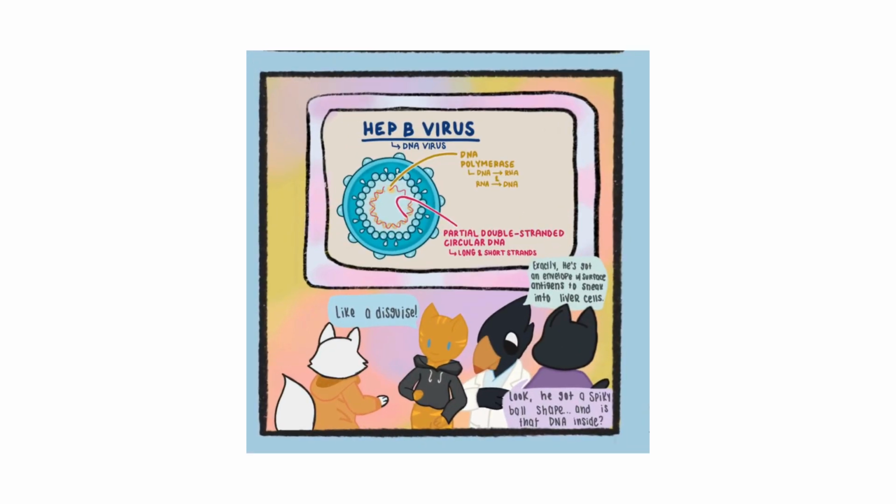Let's take a look at its shape and anatomy. Susie excitedly states, "He's got a spiky ball shape. And is that DNA inside?" "Exactly," states Dr. Bleakley. "He's got an envelope with surface antigens to sneak into liver cells." Tony responds, "Like a disguise!"